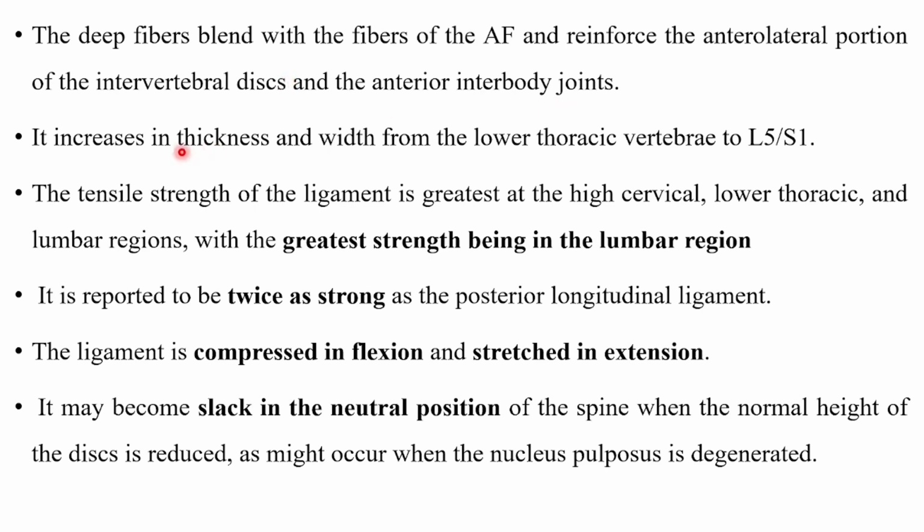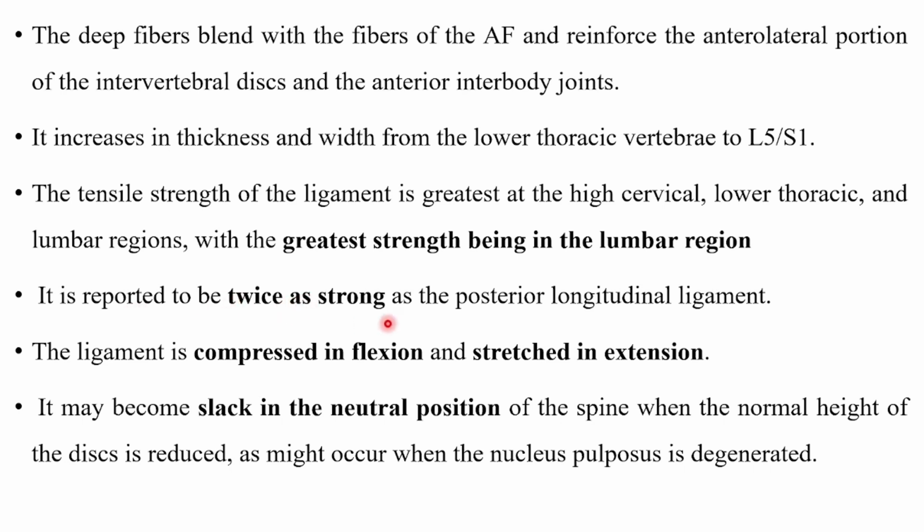This anterior longitudinal ligament increases in thickness and width from the lower thoracic vertebrae to the L4, L5, S1 vertebrae. The tensile strength of the ligament is greatest in the higher cervical, lower thoracic, and lumbar regions, with the greatest strength in the lumbar region. It is reported to be twice as strong as the posterior longitudinal ligament. This is an important point because in extension, this is the only ligament that helps protect the vertebral column.